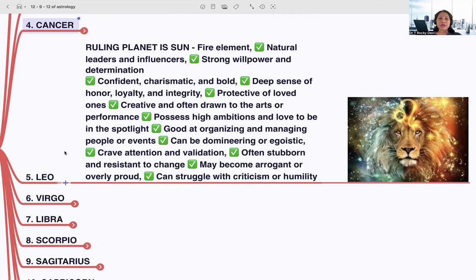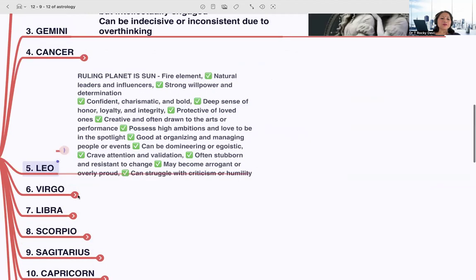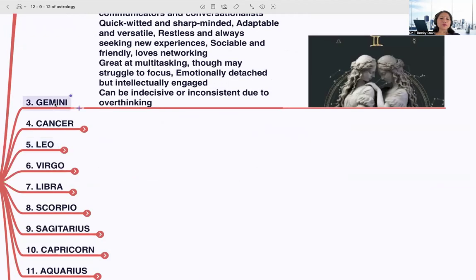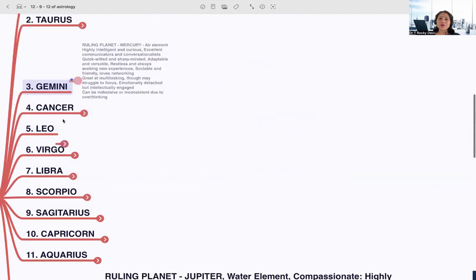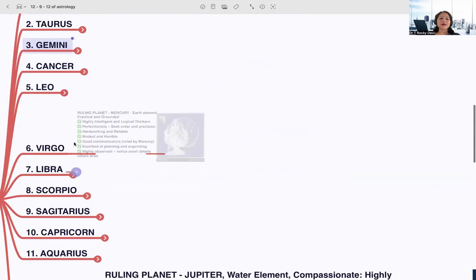They may become arrogant because they are born leaders, or any kind of leader, they have their own strong ideology of what they think is right. And since they stick to what they think is right, they sometimes tend to become more arrogant and overly proud, and can struggle with criticism or humility. So this is about the characteristics of a Leo. Now let us see about the Virgo. What happens to those people who are having a Virgo as a Rasi or Lagna?